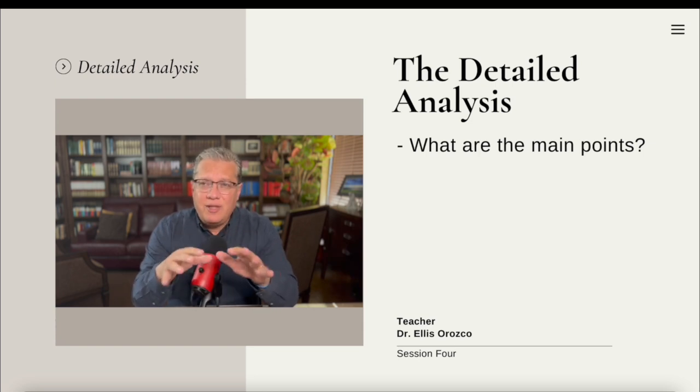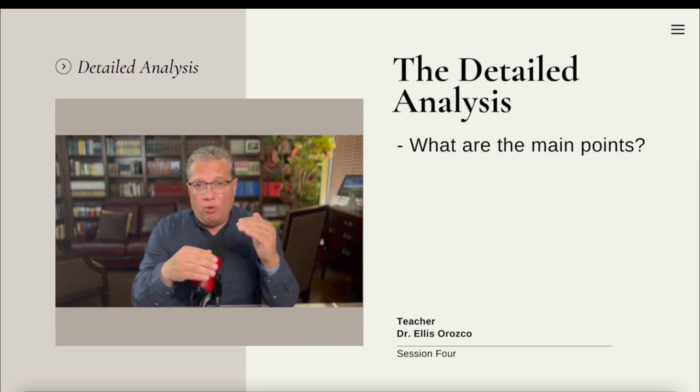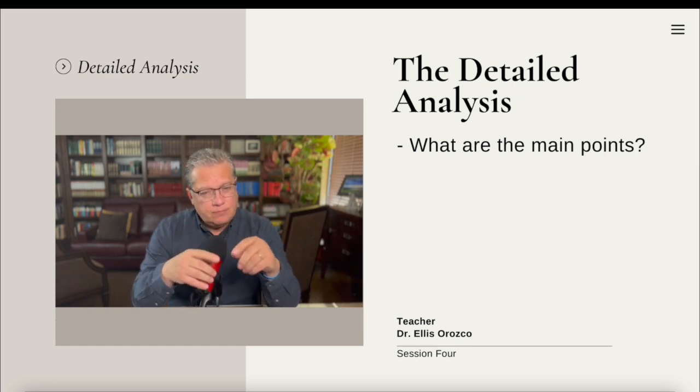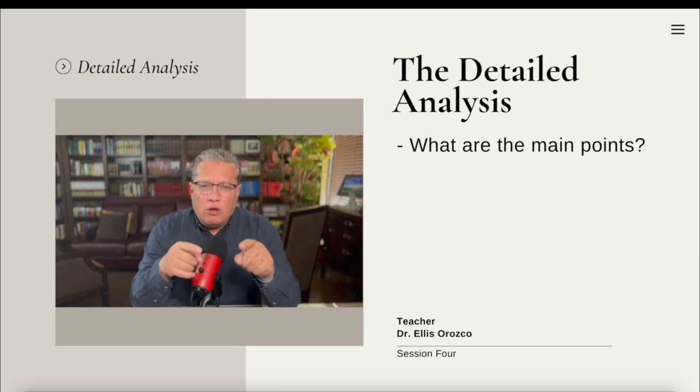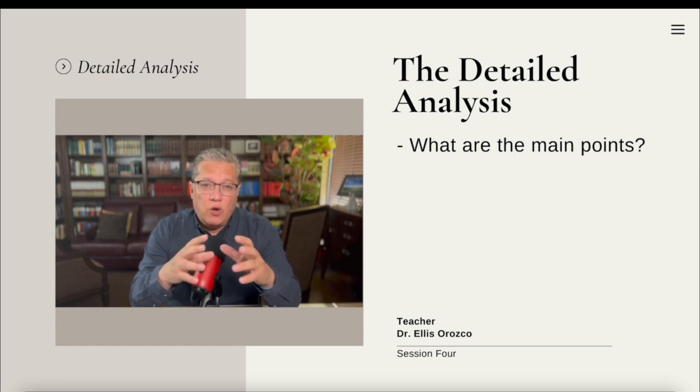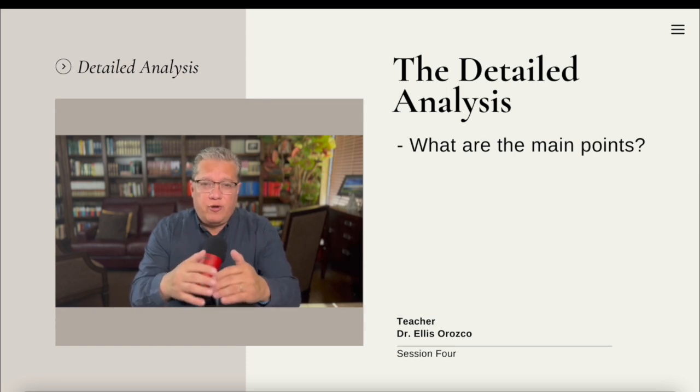So from this analysis, you should get two things. The first thing is you should get the main point, and that's big. You want to know, what is the main point of the text I'm looking at? And then you're also going to get a number of subsidiary or supporting points. And so those are the things you want to write down and get those down first.